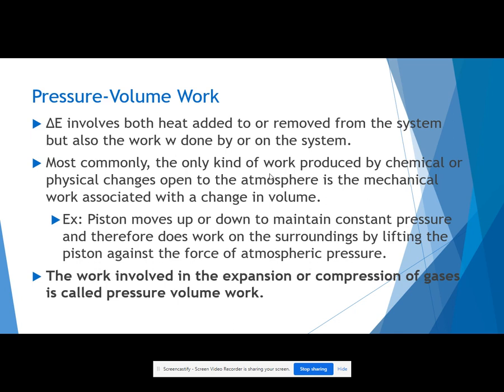Down here it's bolded, but I wouldn't necessarily need to write it down. It just says the work involved in the expansion or compression of gas is called pressure-volume work because we're changing the volume to change the pressure. So you don't have to write that down. That's just some background information.